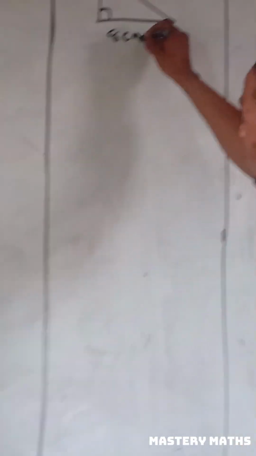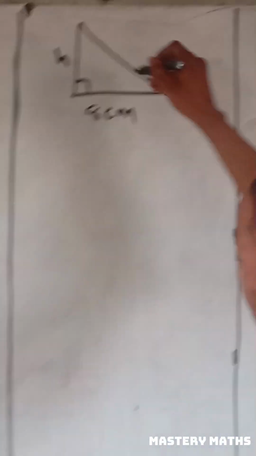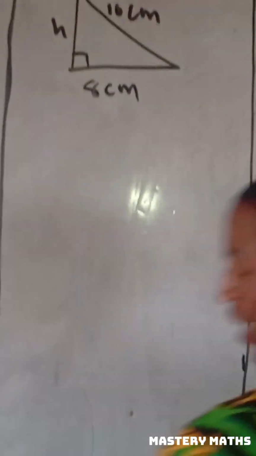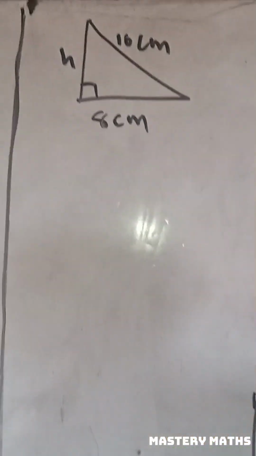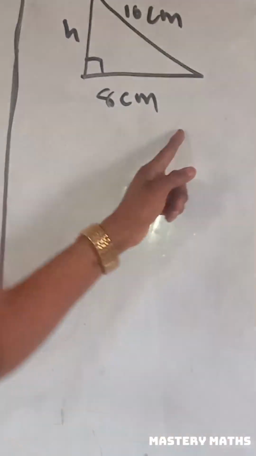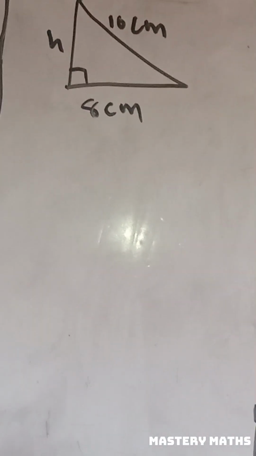Here is 8 centimeter. Here is the height. And here is 10 centimeter. Have you seen it now? We've extracted these. Now place it here. Now we need to look for the height. How do we get the height?